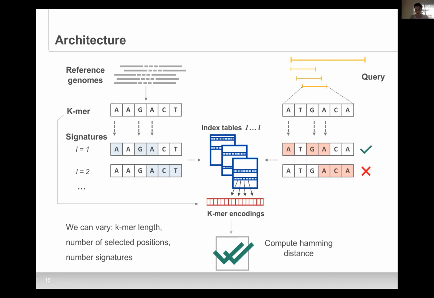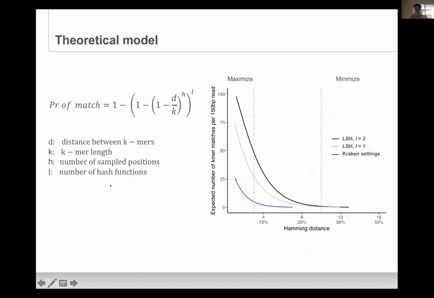There are many parameters that you can vary when you design your LSH. In our system, these are primarily the k-mer length, the number of positions that we can subsample out of a k-mer, and, of course, the number of signatures that we can generate. I want to show you a couple of examples from our simulation. In this case, the number of subsampled positions we denote with the letter H, and the number of hash functions, which is tantamount to the number of signatures, we denote with the variable L.